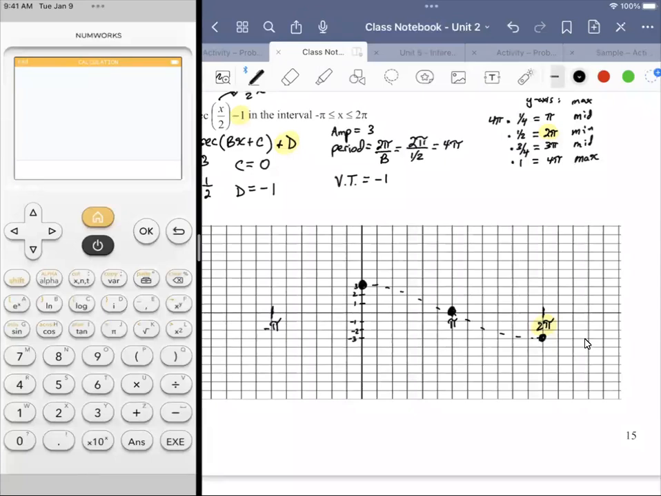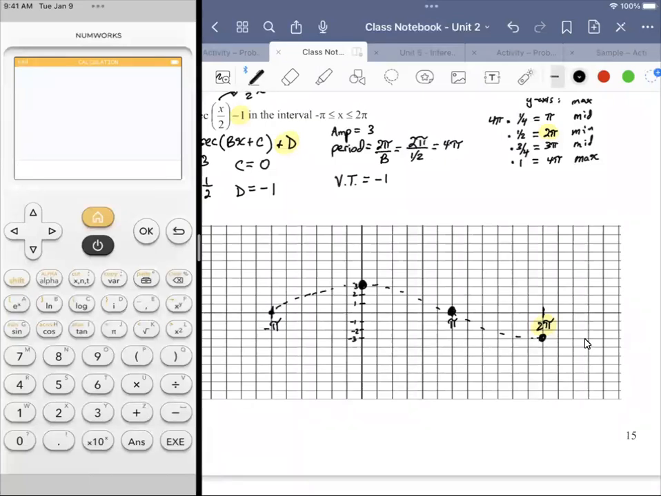Then I could also go the other way. It's going to put me at negative pi. So this would be an untranslated cosine function. Now we need the secant, so I need the reciprocal of this. But what I want to do is figure out where the secant function would be undefined. Right? It's undefined whenever cosine is equal to 0.